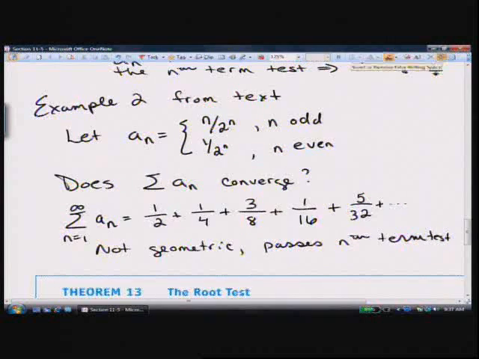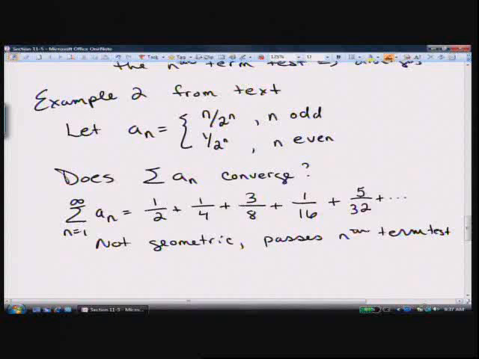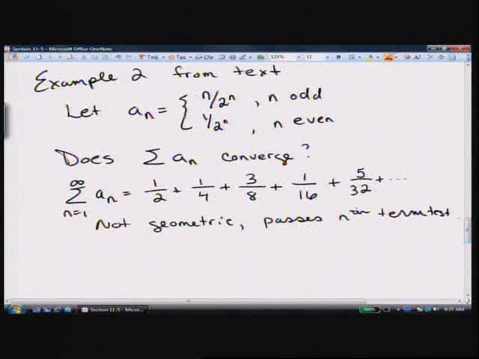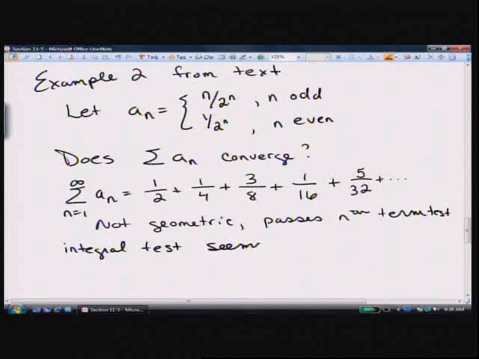The integral test, you know, x over 2 to the x, how are you going to integrate that? It feels a little painful to integrate, right? The integral test seems painful.